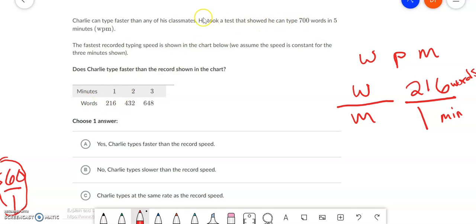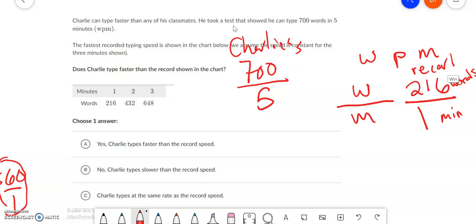Oh, no, wait, I better read this again. It says, Charlie typed faster than any of his classmates. Took a test, showed he could type 700 words in 5 minutes. So, Charlie's 700 in 5 minutes. This is Charlie right here, right? How does Charlie's compare to the record? The record is really high, no wonder.